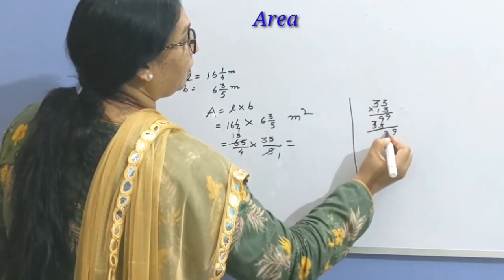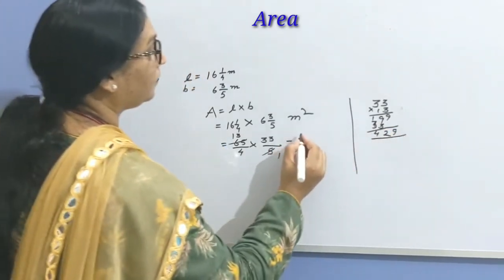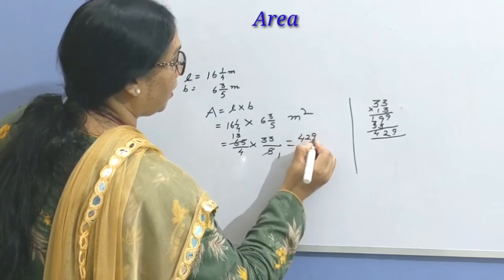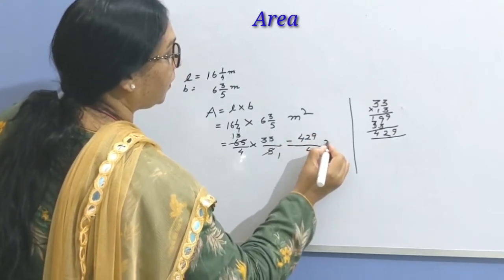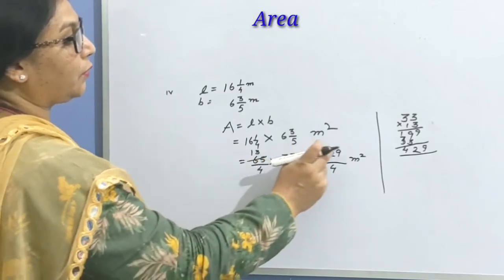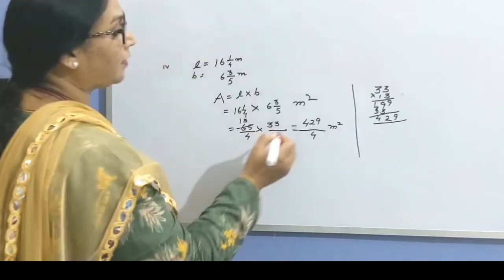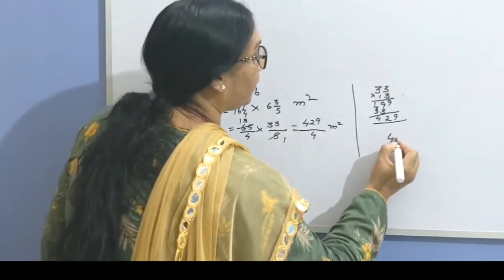Sum up: 9, 12, 1 carry over, 4. 429 by 4 meter square. Hence children, the area of this rectangle is 429 by 4 meter square, but usually we write in mixed numbers. So let's convert it into a mixed number.